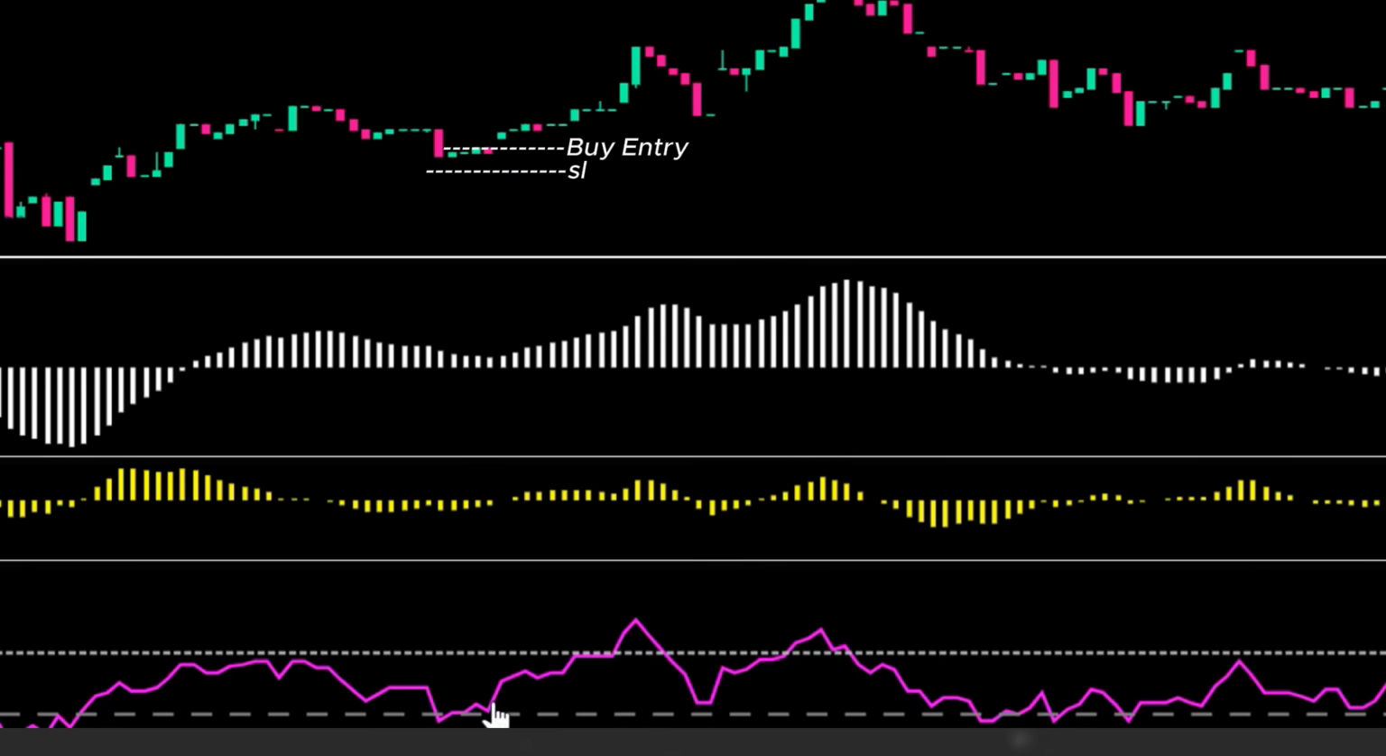Place your stop loss a little below the most recent swing low. And for take profit, just watch the RSI. Once RSI drops above 50, the upward move is losing strength. We close our long trade and take our profit.